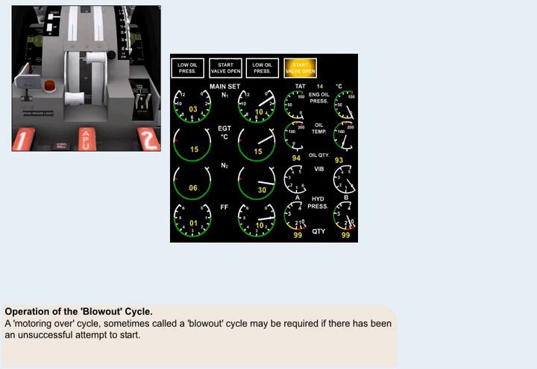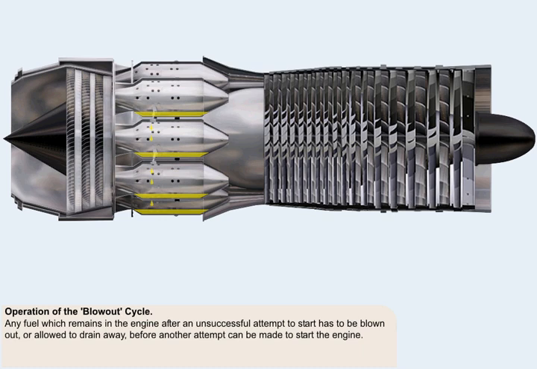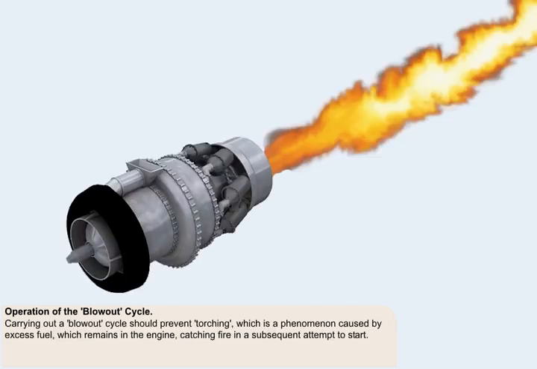A motoring overcycle, sometimes called a blowout cycle, may be required if there has been an unsuccessful attempt to start, as appears to be the case here. Any fuel which remains in the engine after an unsuccessful attempt to start has to be evaporated, blown out, or allowed to drain away before another attempt can be made to start the engine. Carrying out a blowout cycle should prevent torching, which is a phenomenon caused by excess fuel, which remains in the engine, catching fire in a subsequent attempt to start.